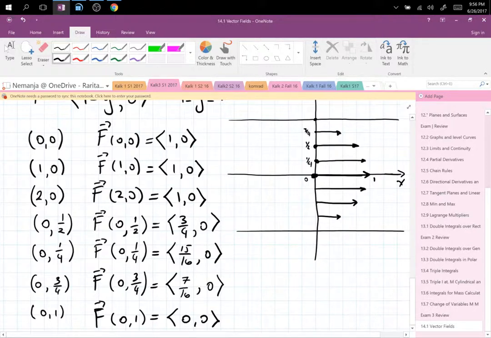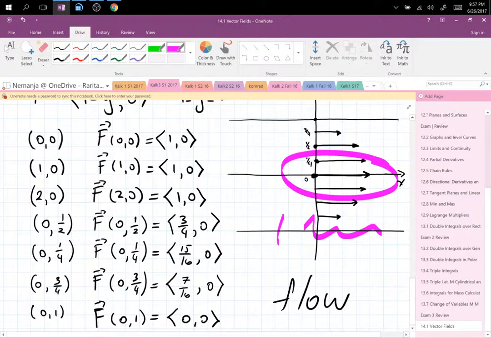Do you see what is happening here? What is this? It's flow. And this is how you describe flow. Well, this is two-dimensional flow, but you know that the liquid is moving faster in the middle than on the sides, because on the sides it experiences friction because it's hitting the walls.